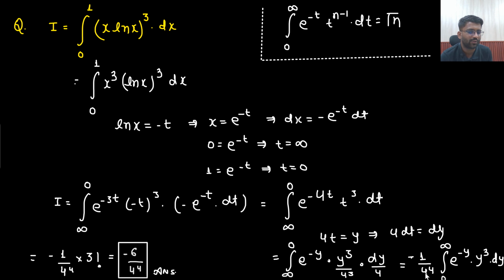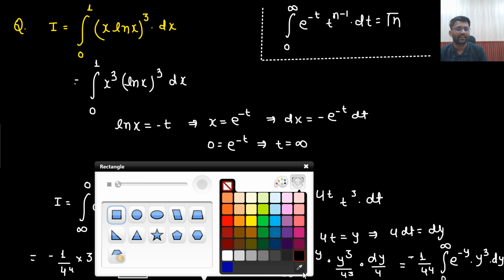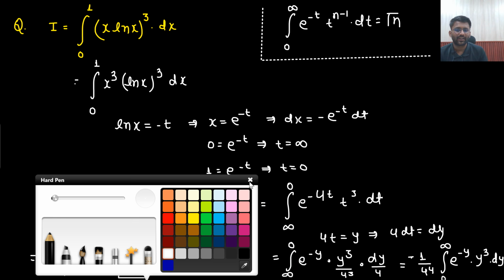So minus 1 by 4 to the power 4. Why minus 1 by 4 to the power 4? Because I am interchanging the limit from 0 to infinity, not from infinity to 0. So e to the power minus y dot y cube dot dy will become gamma 4. Gamma 4 is nothing but 3 factorial. So 3 factorial divided by 4 to the power 4 with the negative sign outside, so minus 6 divided by 4 to the power 4. This is the answer that we are getting. Understandable? Good question and a good answer.